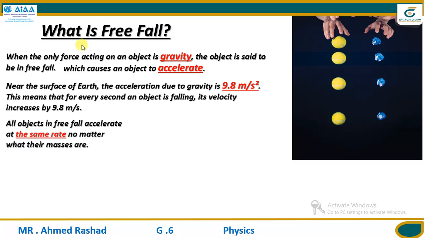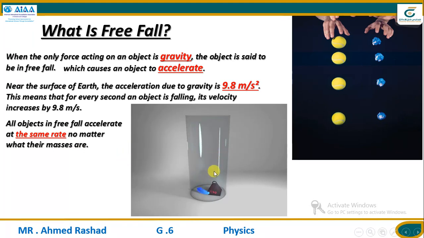And all objects in free fall accelerate at the same rate, no matter what their masses are. You can watch this video showing two objects with different masses falling down at the same rate. Why? Because the acceleration for all objects in free fall is the same rate. So the acceleration due to gravity is constant on Earth, 9.8 meters per second squared. Excellent.